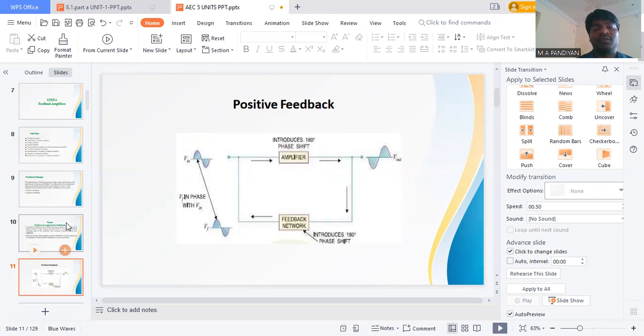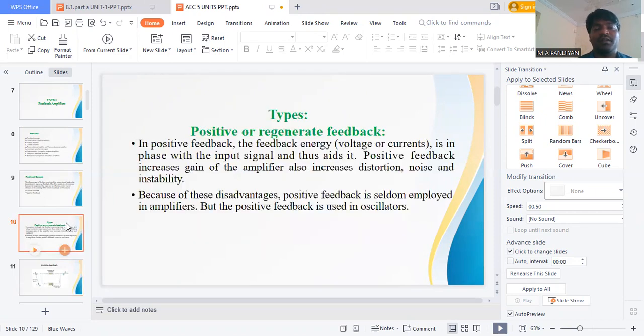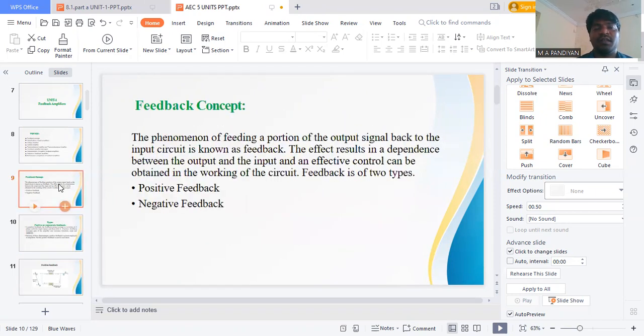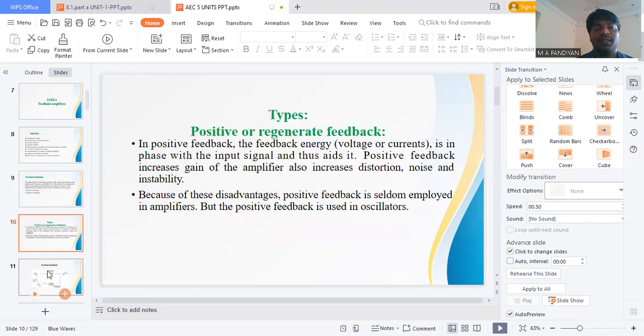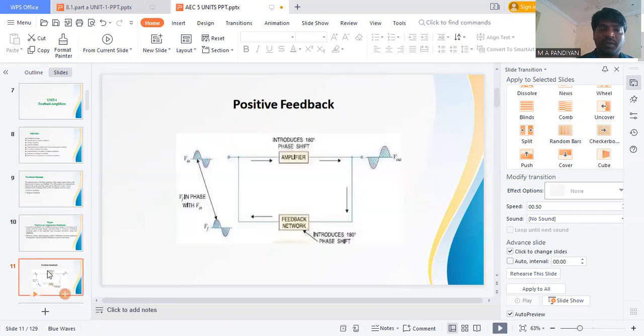So this is the positive feedback definition, its advantages and disadvantages, and the block diagram of positive feedback. This is an important question for competitive exams: what is the phase shift of positive feedback? 360 degrees. Of the 360 degrees, the amplifier introduces 180 degrees and the feedback network introduces 180 degrees.